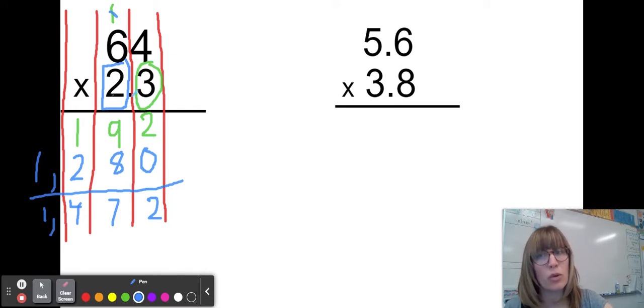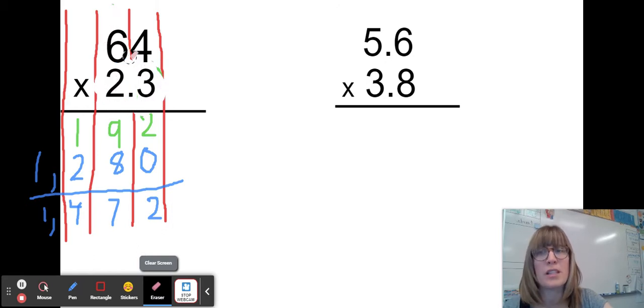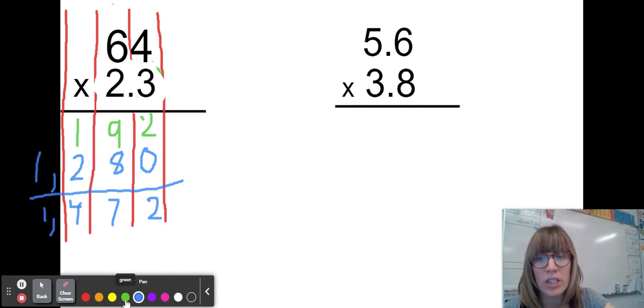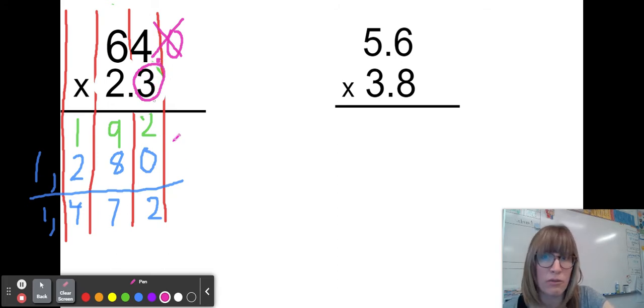So instead of this being 64 times 23, when we go back and look at our starting numbers, we had 64 times not 23, but 2 and 3 tenths, or 2.3, you might say. In that case, we want to look at how many digits were behind the decimal in the original problem. Well, in 64, we don't have any digits of value behind here. This really is a 64.0, but there's no value there, so we're not going to count it. But this 3 tenths does have value. So this is a digit of value.